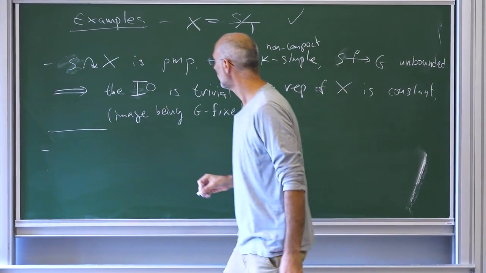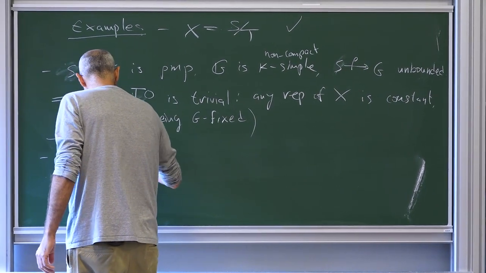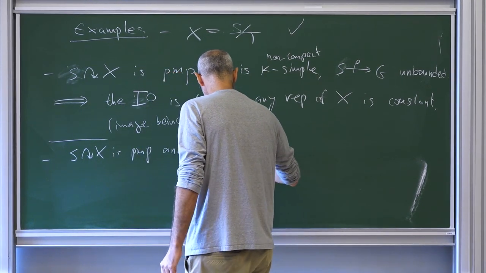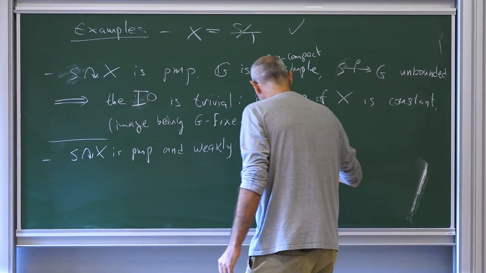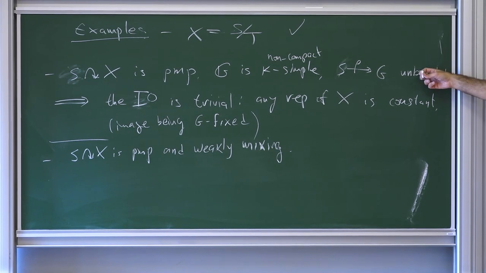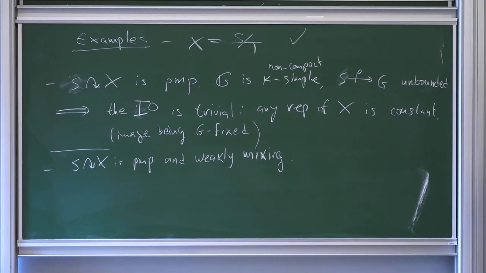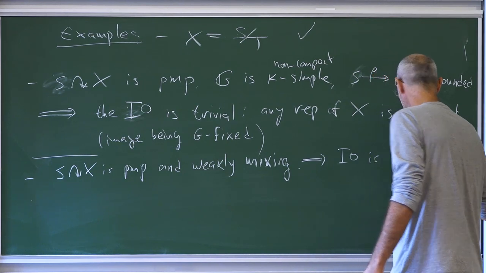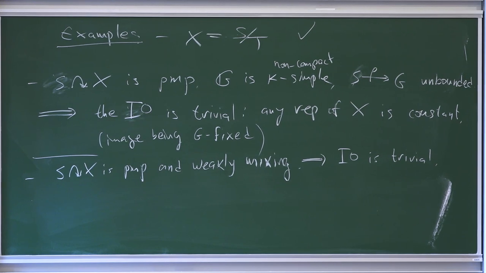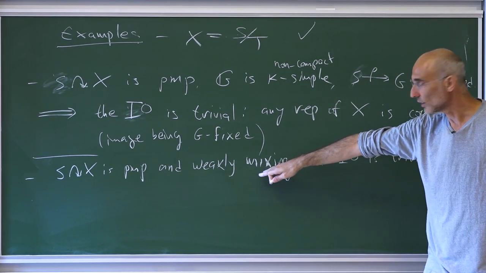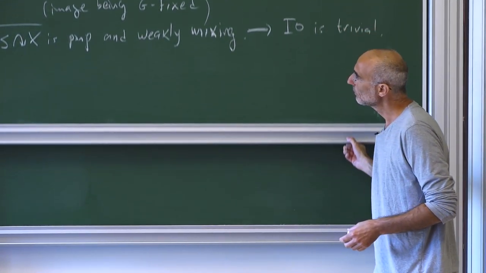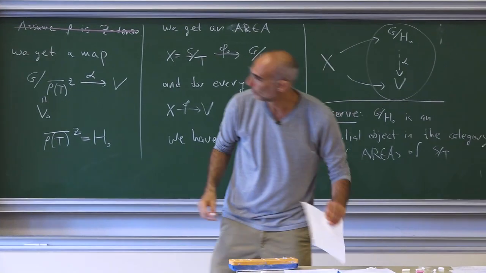Maybe in the same vein, assume S on X is PMP and weakly mixing. So it satisfies properties 1, 2, 3, 4 that we had before. Now, maybe without this extra assumption of simplicity and unboundedness, then again, the initial object is trivial. Again, it follows from the same proof and the fact that part of one of the equivalent definitions of weakly mixing is that we don't have compact factors. Nevertheless, I want to sketch very briefly another proof of this fact.